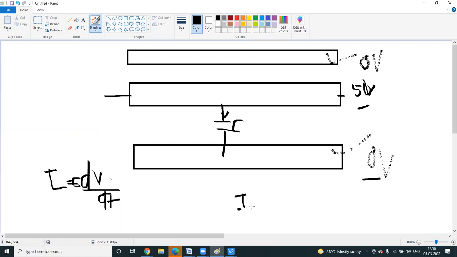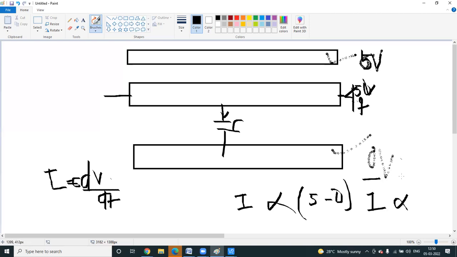So current is proportional to 5 minus 0. Okay, so it will be high current. But suppose this voltage is 4.9, because of some resistance, it is not exactly connected to VDD 5 volt. So what will happen? It is directly proportional to the difference between two potentials, higher potential minus lower potential, so 5 minus 4.9. So it is 0.1.